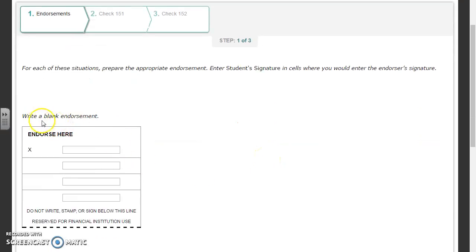So the first thing that they're asking us to do is to write a blank endorsement. And again, a blank endorsement is when you sign just a name and that's it. It doesn't mean you leave it blank. You actually do sign something, but it's just specifically a name. So all I'm going to do for this one is I'm just going to type student's signature. And that's it. That will have completed this one. Again, we typically just sign our name, but due to this computer program, we actually are going to include student signature anytime that we would sign our name.